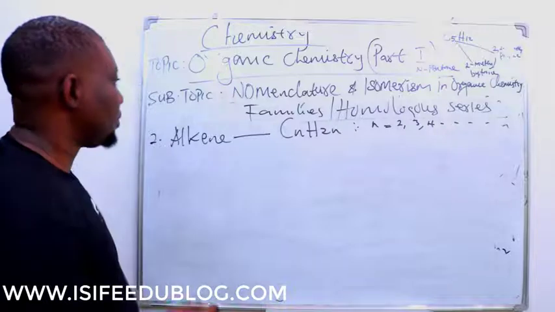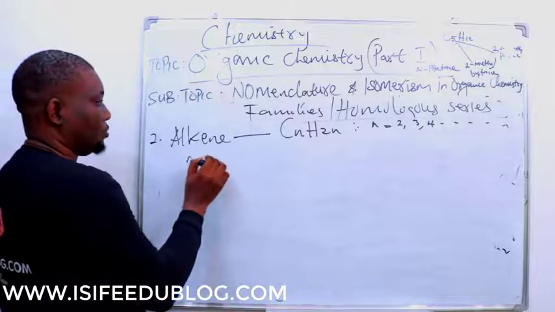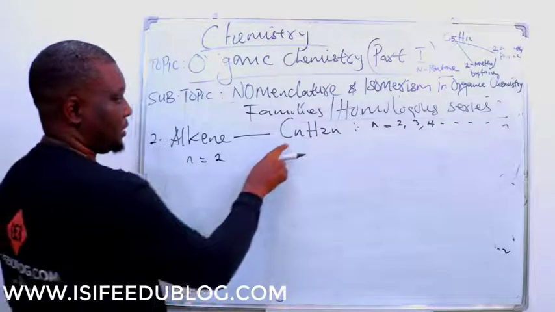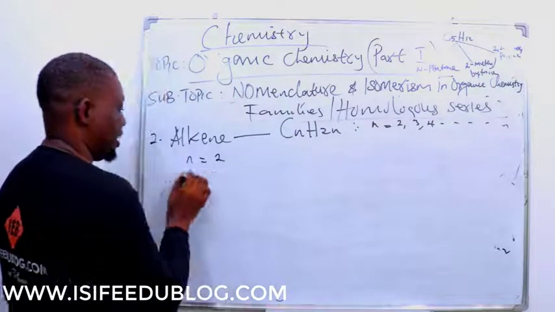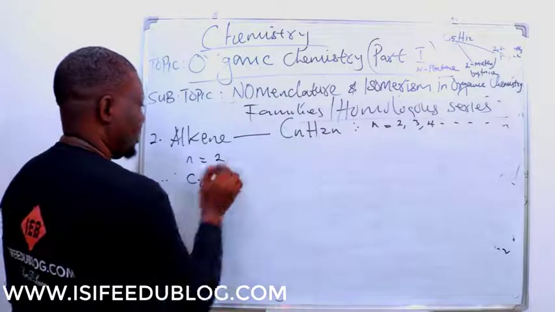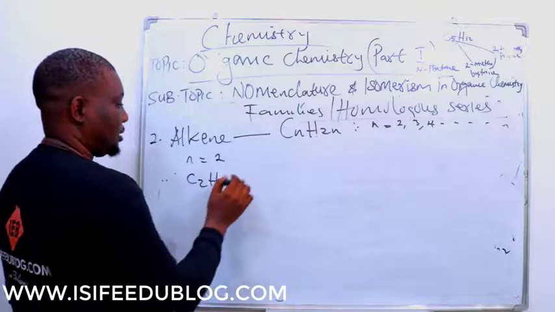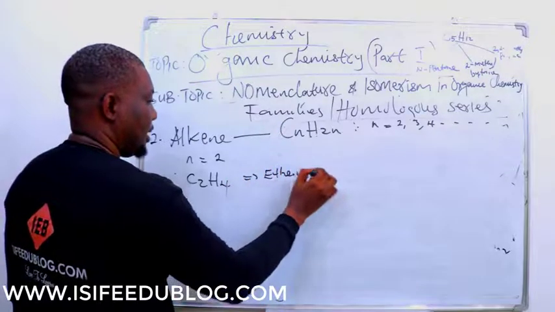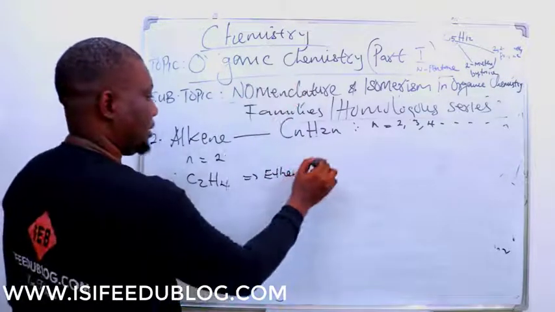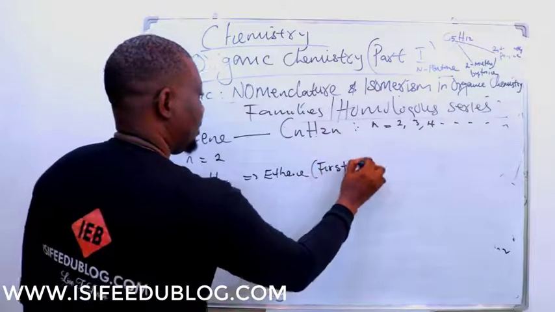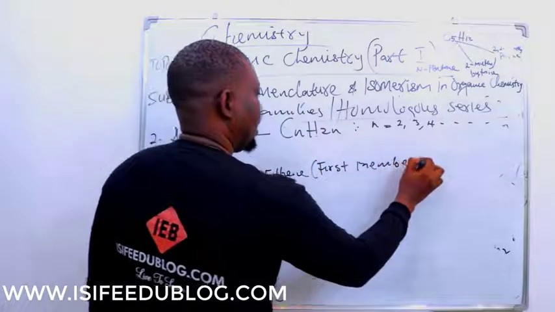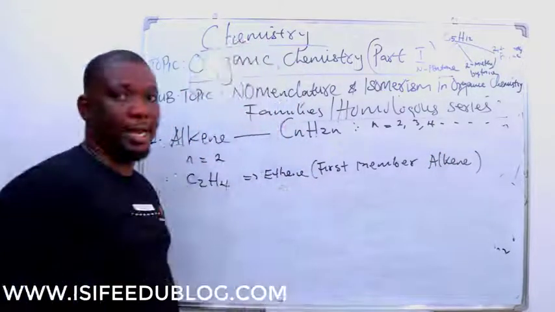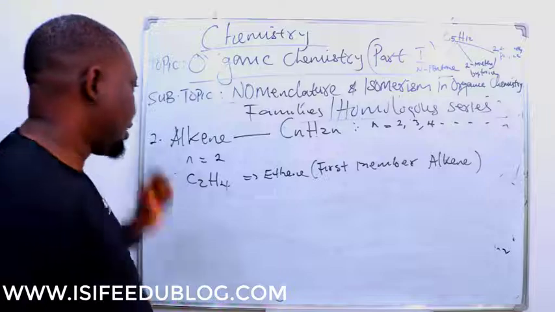Okay. Then, since n starts from 2, let's start from n equals 2. If n is equal to 2, anywhere I see this n it needs to be 2. So therefore here is C2, and H2 times 2 is going to be 4. So this is ethene. There is no methene here. So ethene is the first member of alkene. Not like methane here. Methene does not exist.